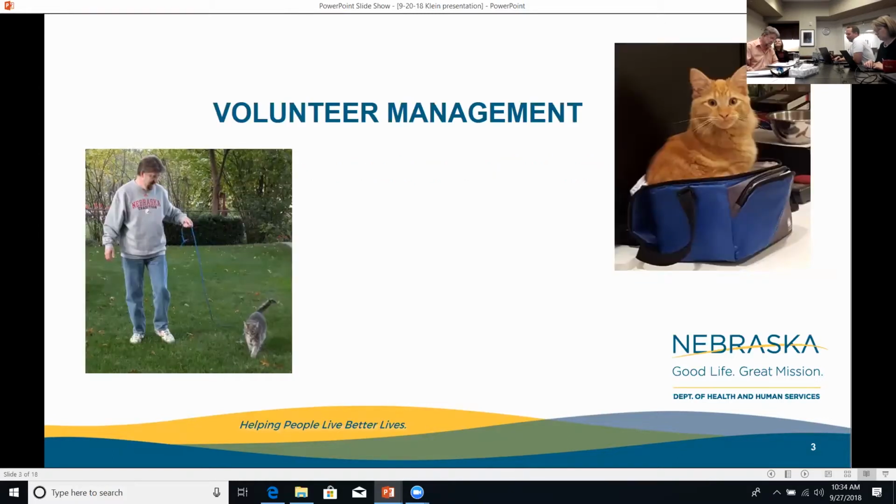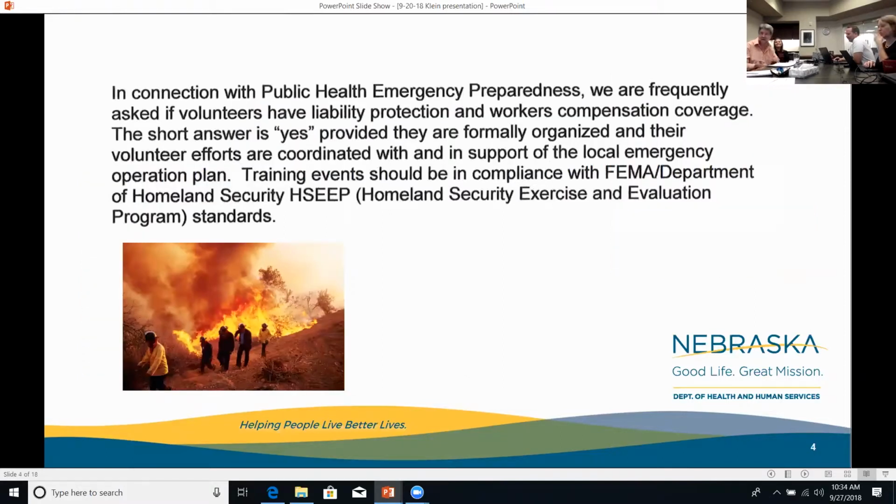Also, part of my bona fides, I've worked with volunteers before, and I found training in herding cats came in very handy, and I do know how to do it.